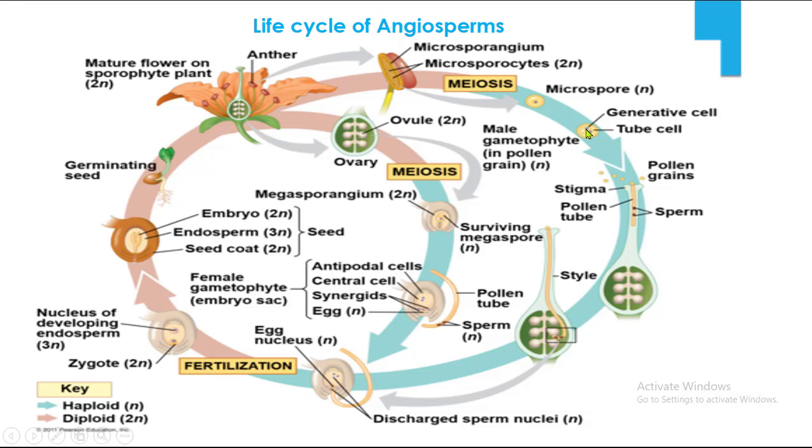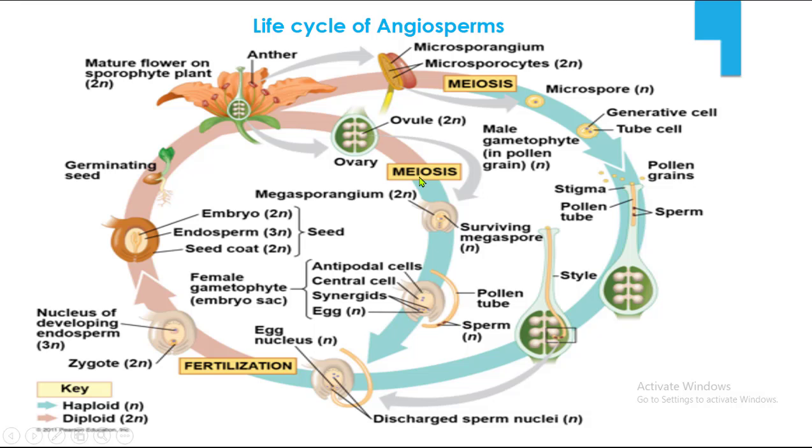The microspore has 2 nuclei, generative and tube, 2 cells: the generative cell and the tube cell. They are released in the form of pollen and fall on the stigma, and here the pollen tube forms this long tube. You can see it grows until it reaches the ovule, and the generative cell produces 2 sperms. Here you can see the 2 sperm cells.